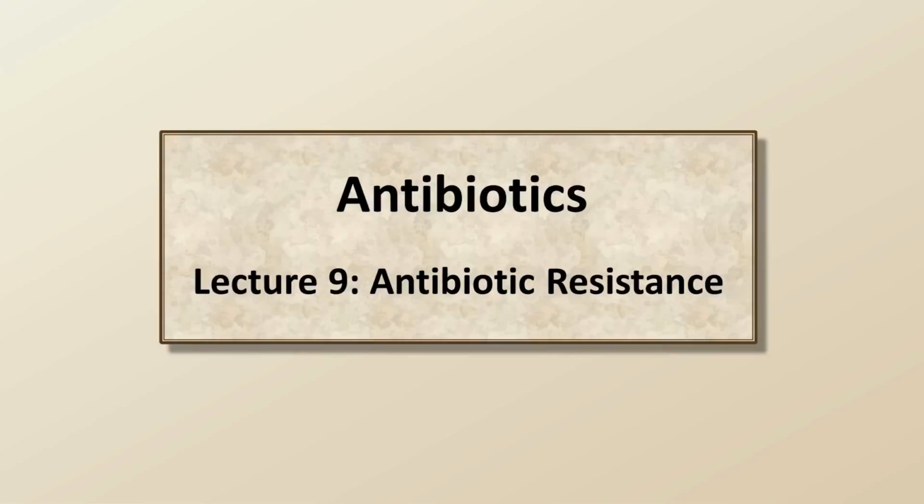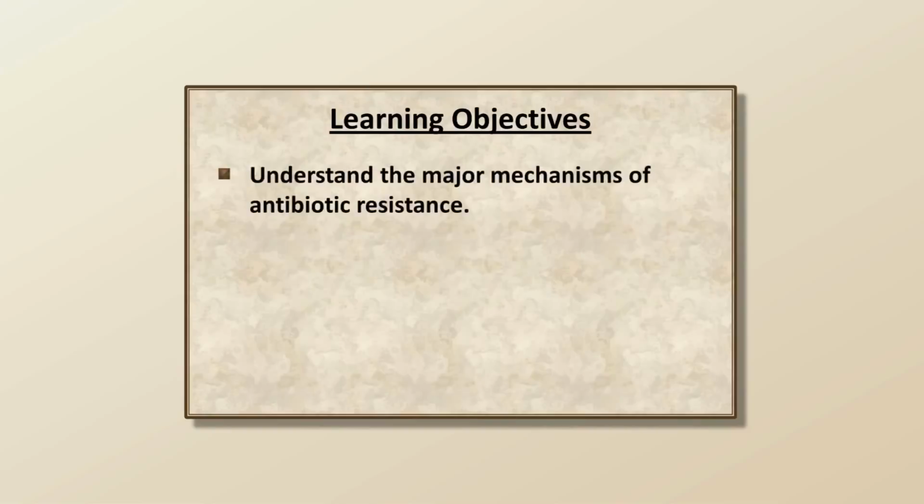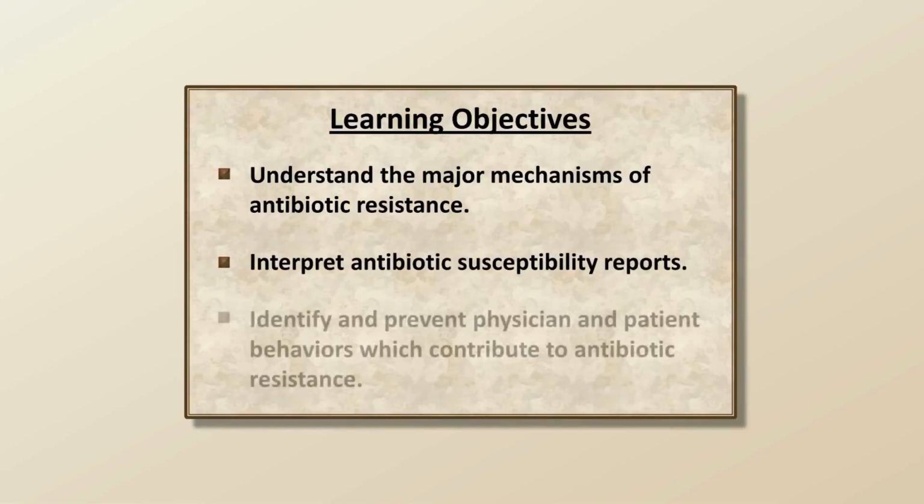This is lecture 9 of 10 in this course on antibiotics, and the topic is antibiotic resistance. The primary learning objectives are, first, to understand the major mechanisms of antibiotic resistance. Second, to be able to interpret antibiotic susceptibility reports. And last, to identify and prevent physician and patient behaviors which contribute to antibiotic resistance.